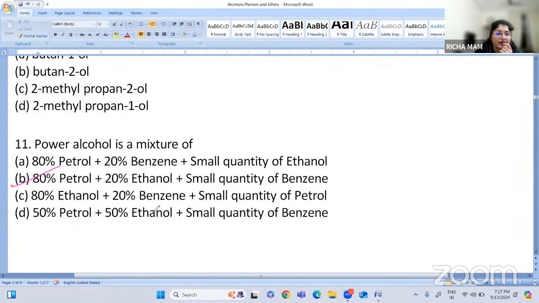Okay, or that is your gasoline. And this is called power alcohol, which is used in internal combustion engines to drive power. So when you need power in the vehicle, that is the time you make use of this power alcohol. When you want power in vehicles, we use this type of alcohol. So which is the answer? It is B. Yes. Okay, fine. The next question.